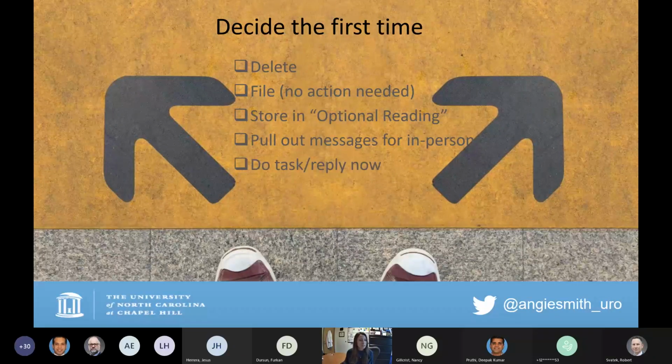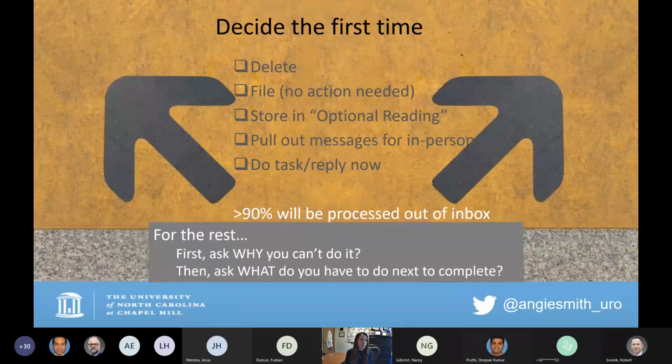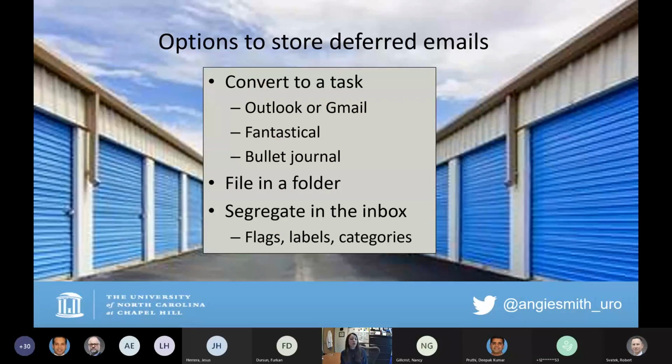Sometimes I have tasks and I need to reply now. But I think if you do that, almost all of them will be processed out of your inbox. You're almost at zero. But for the rest, you just have to ask, why can't you do it? And what do you have to do next to complete it? And that kind of gets you to the next step. And there are a lot of options to store deferred emails. You can convert it to a task.